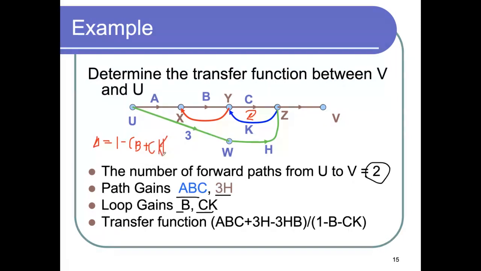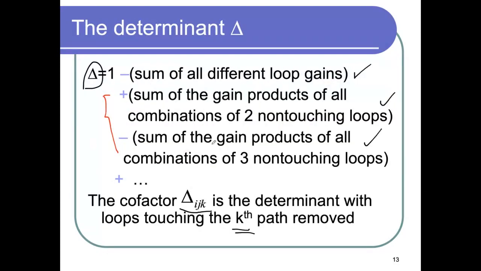So you have two. What are the path gains? The first one is ABC, the second one is 3H. You multiply the corresponding branch values, and that's it. What are the loops? We have two loops. We have B and you have CK.